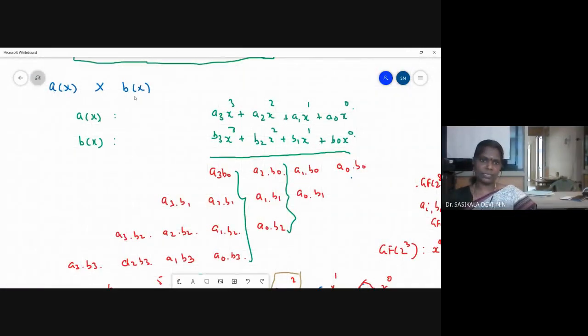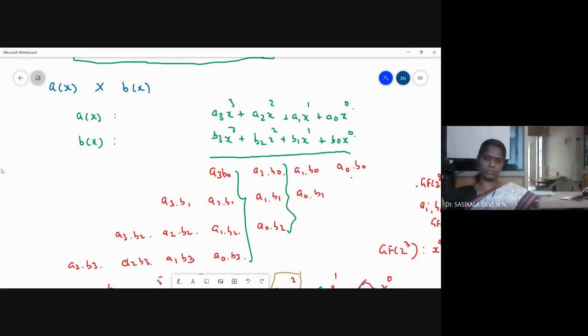Okay, A of x into B of x. We need to find out D of x. We can do it just by using a simple matrix multiplication. Clear? I will convert this into PDF notes and then share it as a GCL. All this workout will be useful for you.